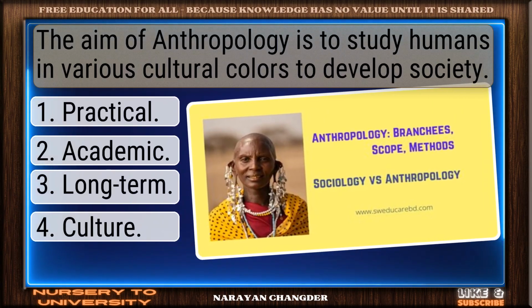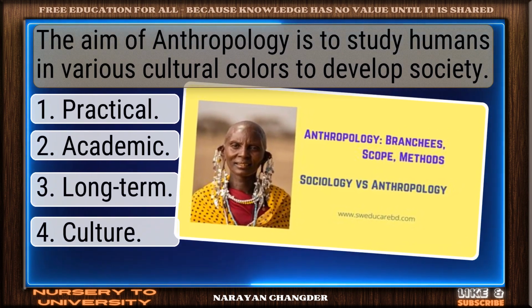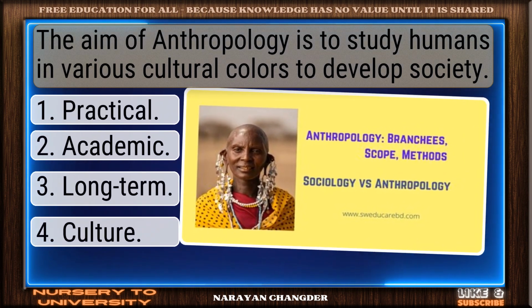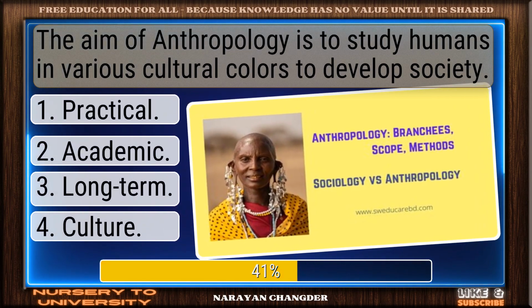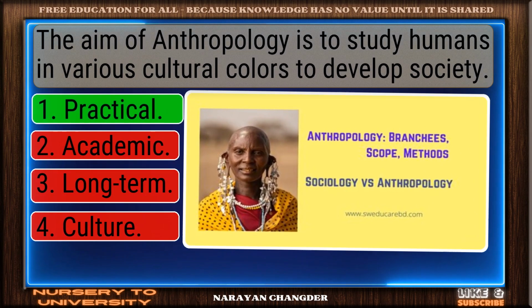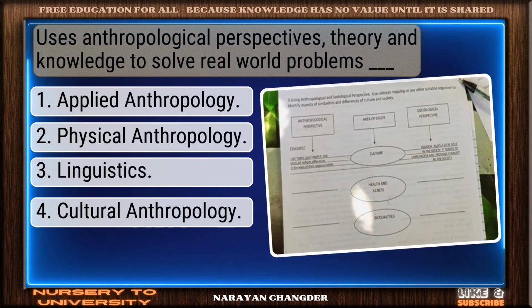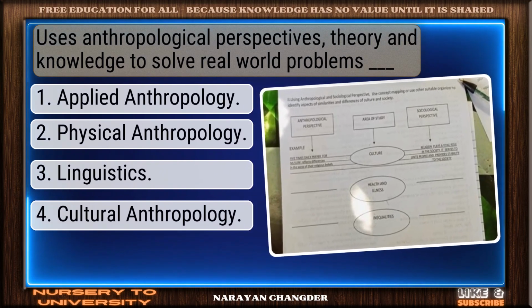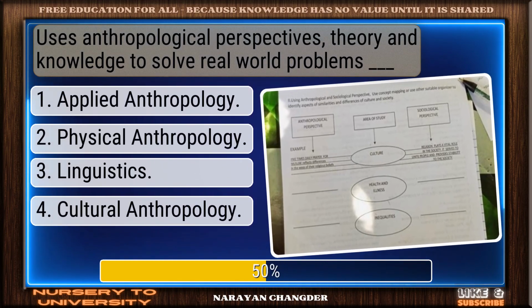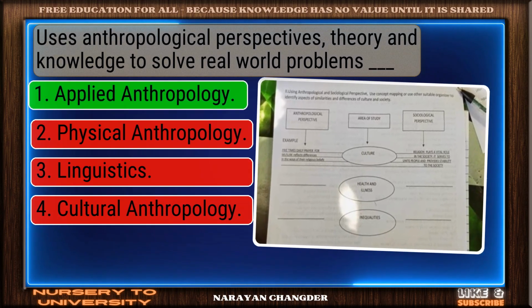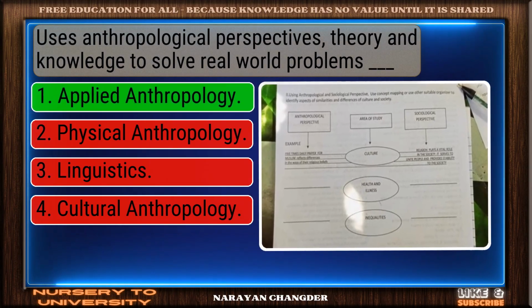The aim of anthropology is to study humans in various cultural contexts to develop society. Correct. Practical is the right answer. Uses anthropological perspectives, theory and knowledge to solve real-world problems. Great thinking. Applied anthropology is the right choice.